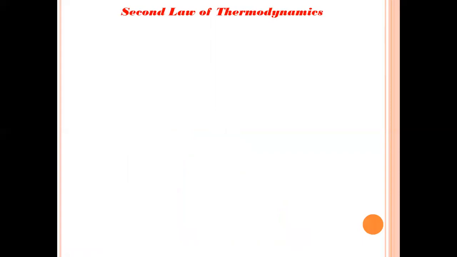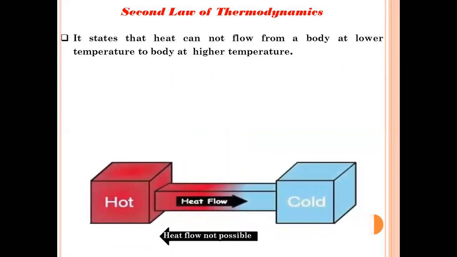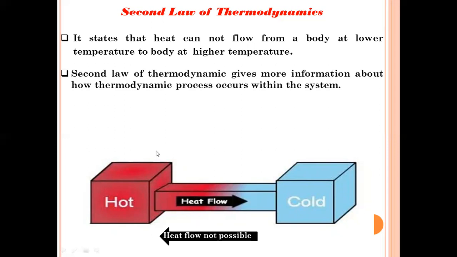The second law of thermodynamics gives the concept of the flow of heat from a body. It states that heat cannot flow from a body at low temperature to a body at high temperature, meaning heat always flows from a hot body to a cold body. It will not be possible for heat to flow from a body at low temperature to a body at high temperature. The second law gives more information about how a thermodynamic process occurs within the system.